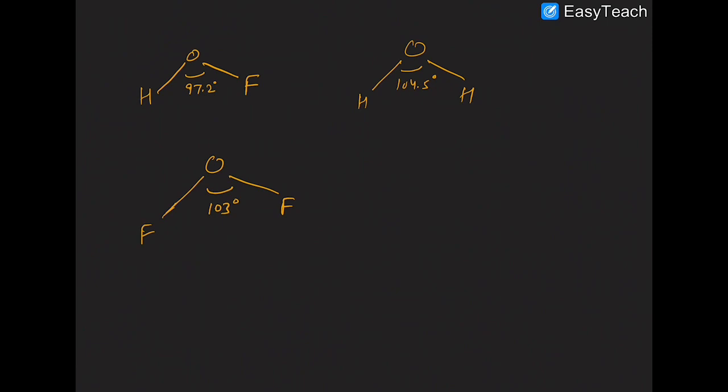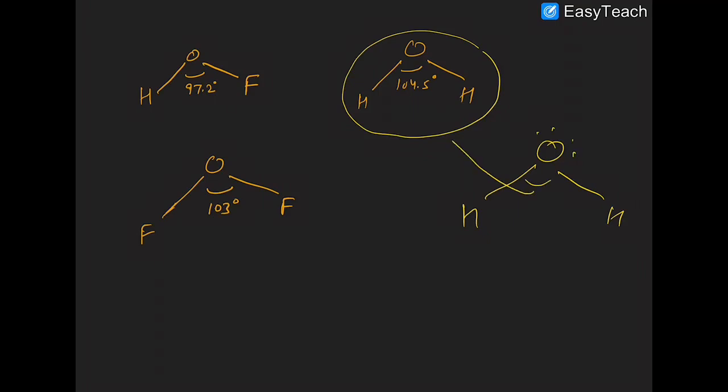Now look at that. The bond angle of H2O is 104.5 degrees. There are two lone pairs on oxygen. But in case of OF2, what happens? In water, the bond pair is closer to oxygen because oxygen is more electronegative than hydrogen. So electron density is closer to the oxygen atom.